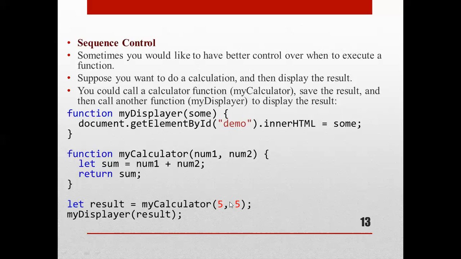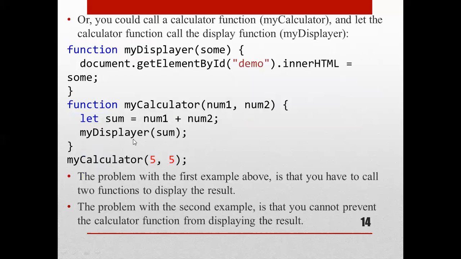That result contains the parameter and we are going to add those numbers. So this is the way we can control the sequence of the code here. Or we can call the calculator function, that is myCalculator, and let the function call the display function. Here we are going to use a callback.